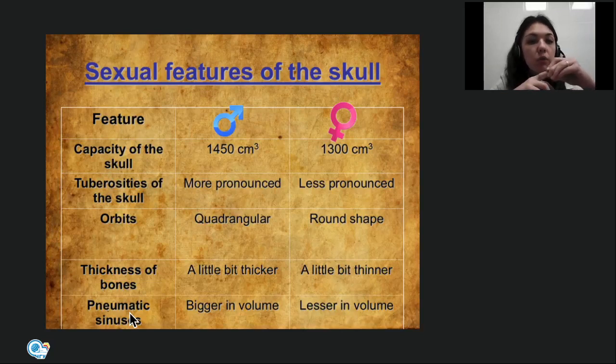So tuberosities of the skull are more pronounced in males and less pronounced in females. I don't know what to do. Can the others hear me clearly or not?